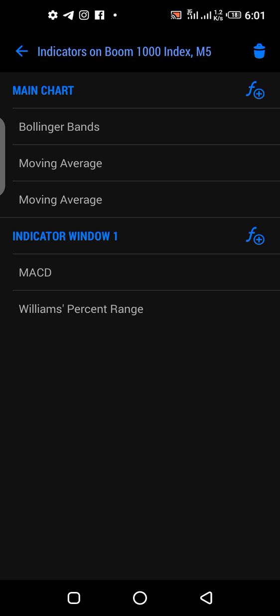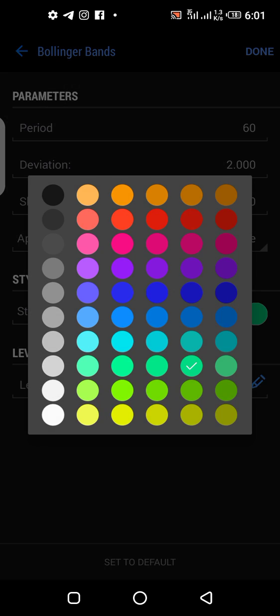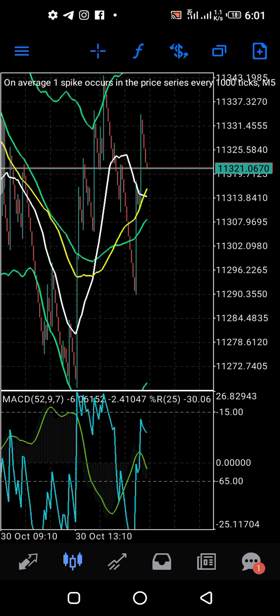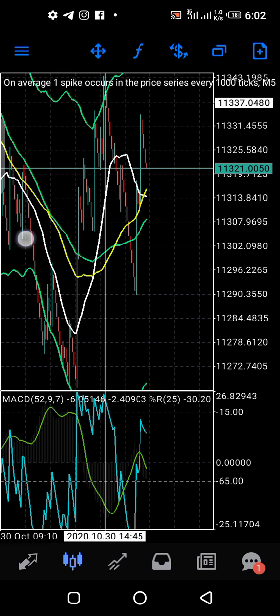The indicators you will be needing are just simple. The Bollinger Bands. These are the settings you will use for the Bollinger Bands. The period is 60. Don't forget, the period is 60. Deviation 2.0. Shift 0. Apply to close. Style 3 pixel. Then the color, you can choose this. You click on done. This will come out. This is the Bollinger Band.